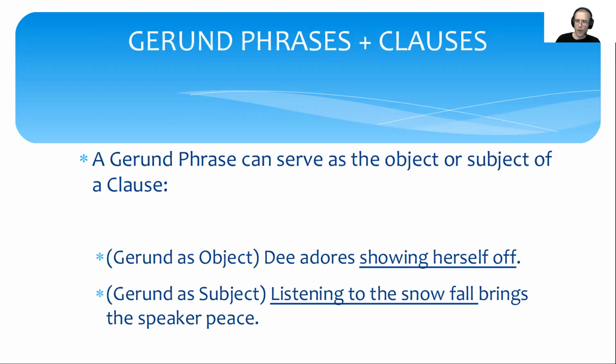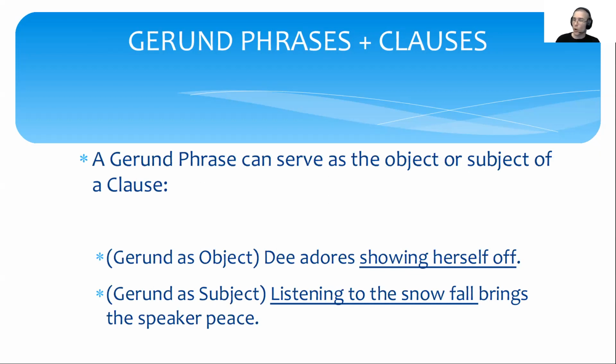Now, the gerund phrase acts like a noun or a pronoun. So the gerund as the object of a sentence: Dee adores showing herself off. I could say something like Dee adores, I don't know, Star Trek. Very good taste on her part. Dee adores Star Trek. So Star Trek would be a noun, right? And it would be the object of the sentence. It's what Dee adores.